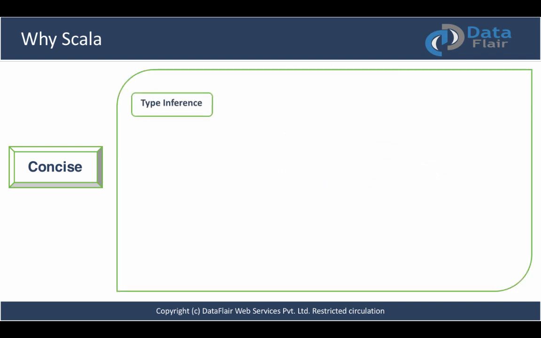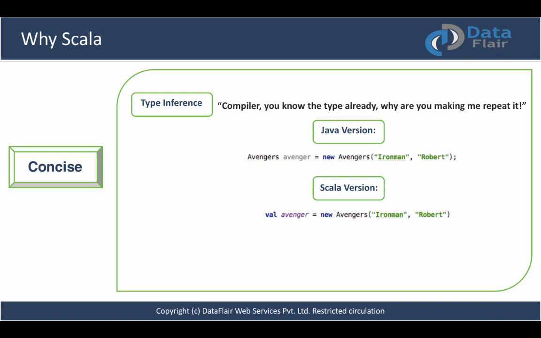Scala's type inference is also a contributor to its conciseness. We don't have to repeat type information again and again, and thus it can be left out. See, Avenger, and we are creating an instance of Avengers with two parameters. It's understood that val's type is going to be Avengers, and hence it was left out in Scala. Same can be done for other primitive types such as integer, float, or other classes.